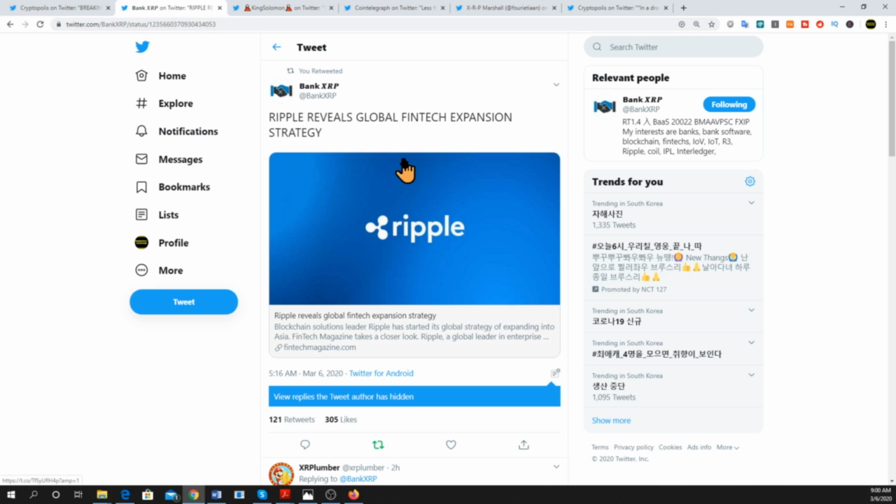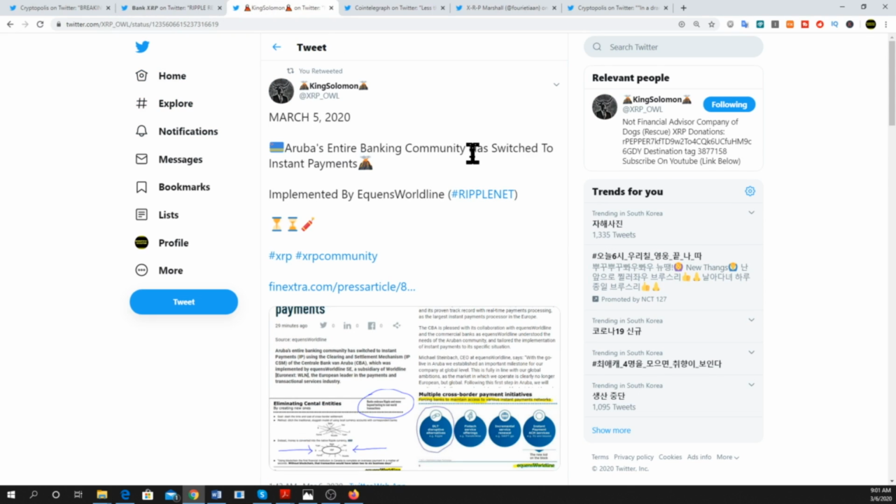Now the next one is from Bank XRP, showing Ripple reveals global fintech expansion strategy, and this is expanding into Asia. They are talking much more about Asia. They are really high on Asia.